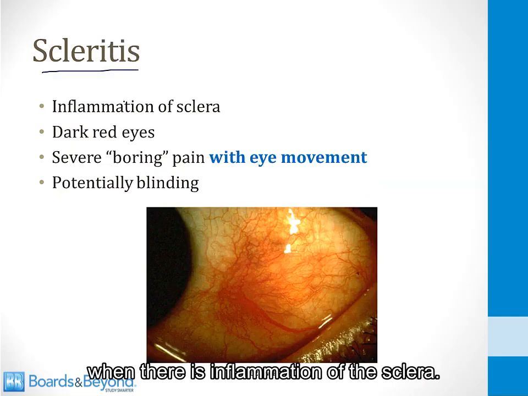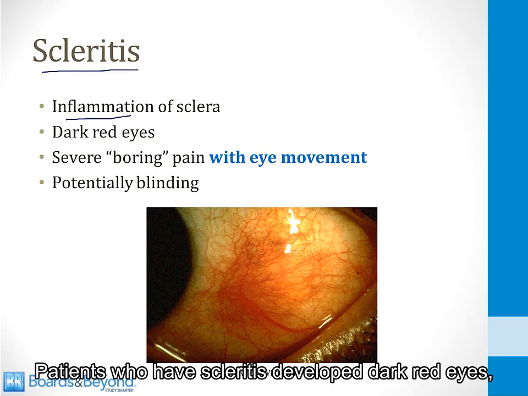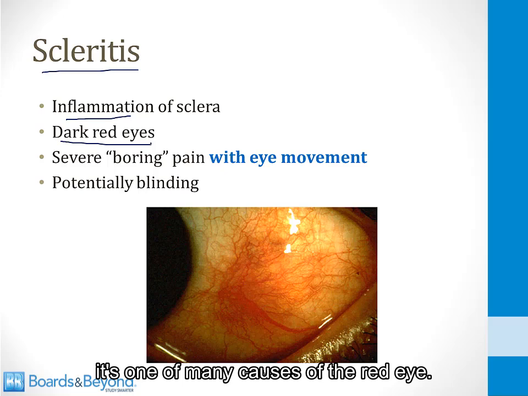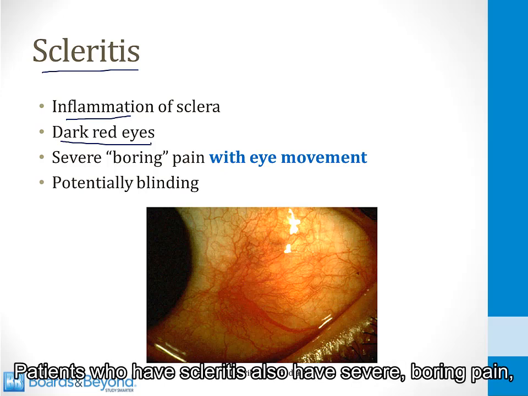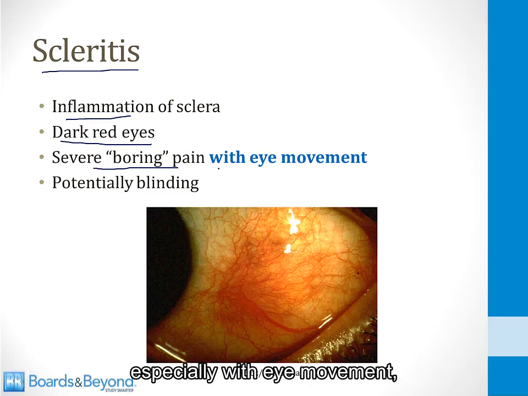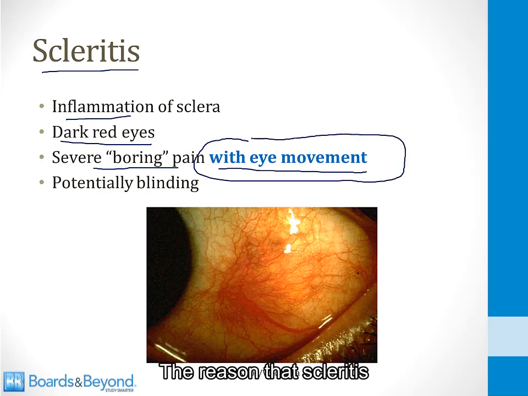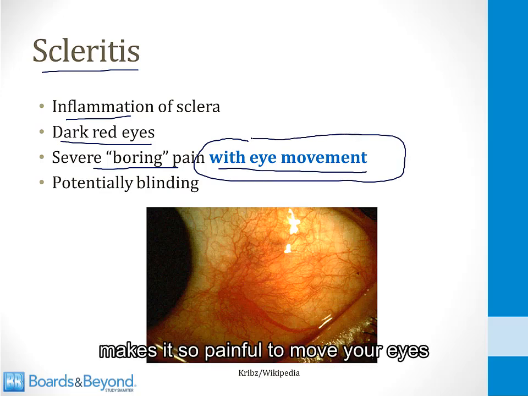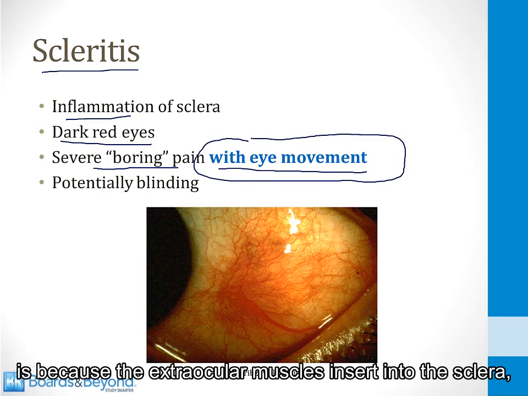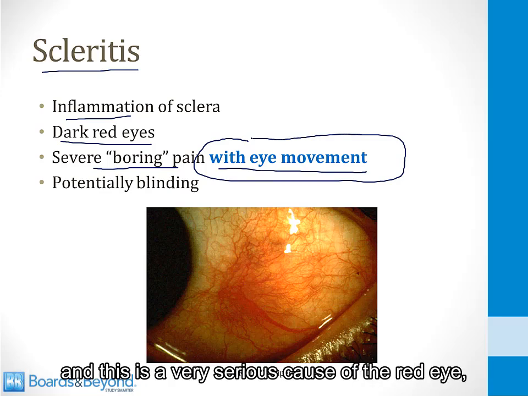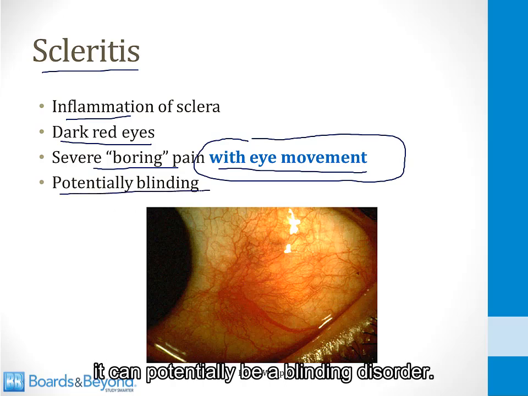Scleritis is what occurs when there is inflammation of the sclera. Patients who have scleritis develop dark red eyes. It's one of many causes of the red eye. Patients who have scleritis also have severe boring pain, especially with eye movement, and I've bolded the words with eye movement. The reason that scleritis makes it so painful to move your eyes is because the extraocular muscles insert into the sclera. And this is a very serious cause of the red eye. It can potentially be a blinding disorder.